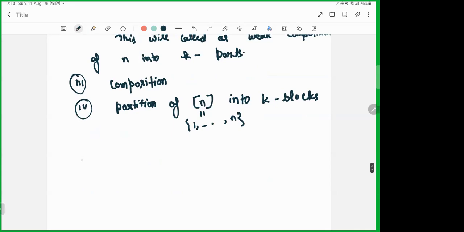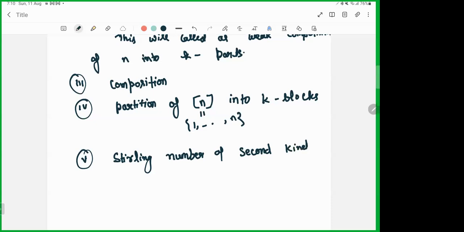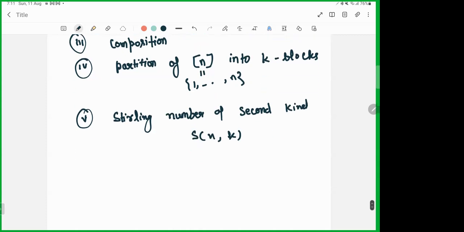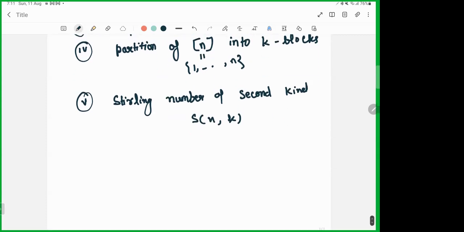Then we see the Stirling number of the second kind, which is denoted as S(n,k), the number of partitions of an n-element set into k blocks. This is denoted as the Stirling number of the second kind.